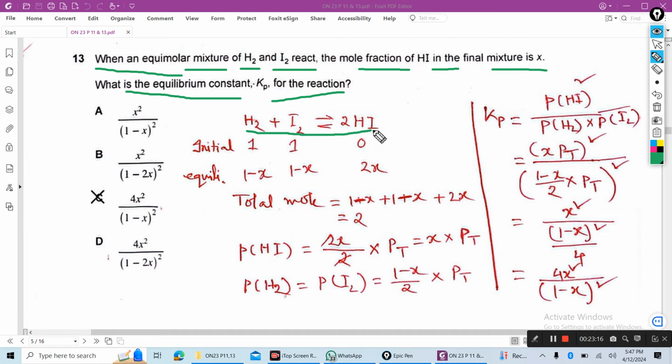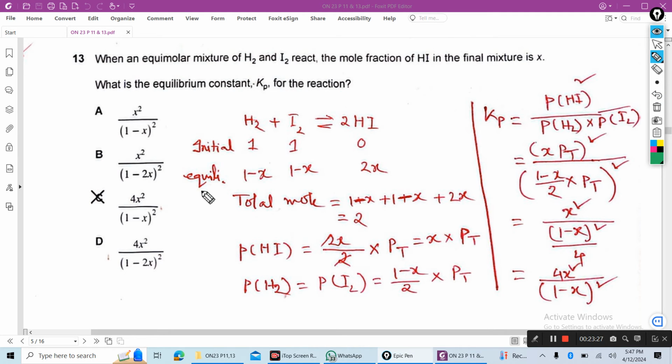You write this equation first, the answer is C. How do you get the C answer? You see, initial moles 1, 1, 0. There is no product. Moles at equilibrium, if 1 minus X, this will be 1 minus X, and as X reacts, this will be 2X, double the moles, is product. Now total moles, you will get 2 moles.